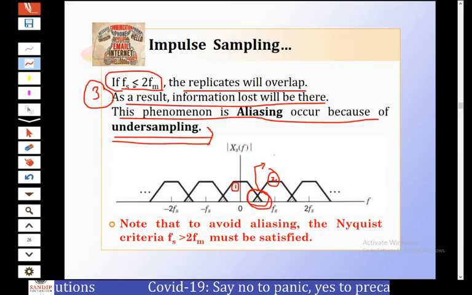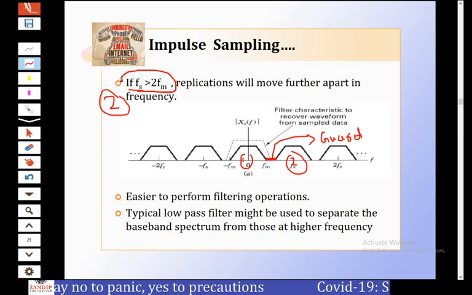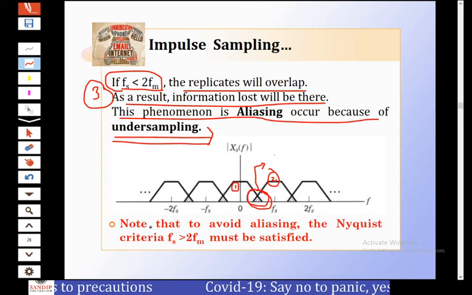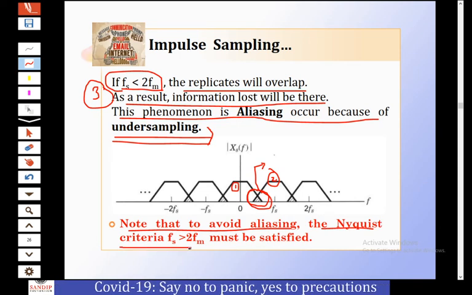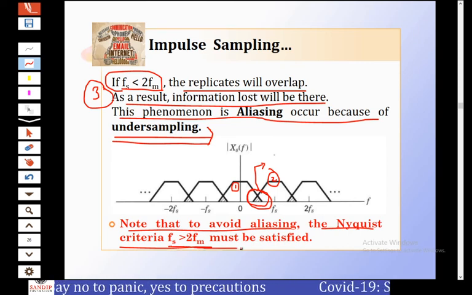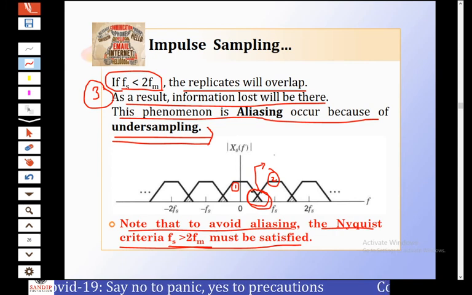The condition for undersampling is fs less than 2fm. The previous case is known as the oversampling case, that is fs greater than 2fm. Note that to avoid aliasing, the Nyquist criterion fs greater than 2fm must be satisfied. As in the previous case, there is no overlapping. So to avoid aliasing or overlapping, the sampling frequency fs should be greater than 2fm. This is an important phenomenon.